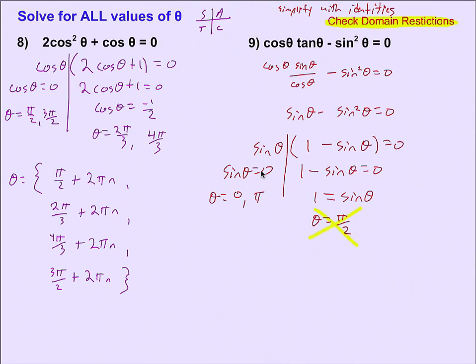Because right from the get-go, we had tangent of theta, which means that theta could never equal pi over 2, or any other multiple of pi away from that, because that is where the domain restrictions, the vertical asymptotes, are. So we're going to ignore that pi over 2 possibility. But theta still could equal 0 plus 2 pi n, or pi plus 2 pi n.